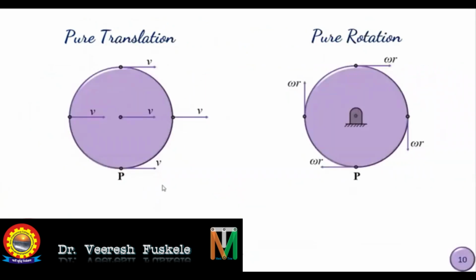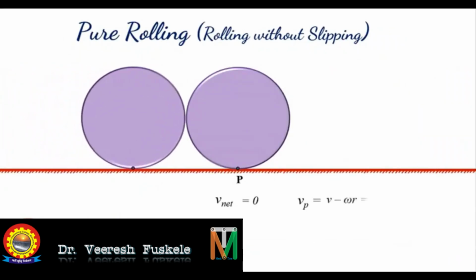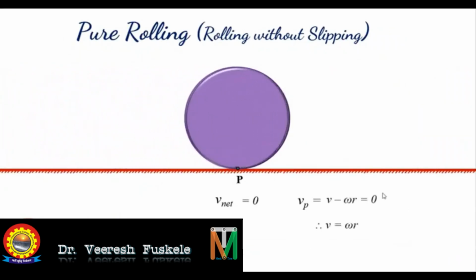Velocity at P will be V of translation and omega r of rotation. So velocity of P should be V, and since the direction of omega r is in the opposite direction, it should be V minus omega r. So velocity of P would be V minus omega r, and it will be equal to 0. So we have V is equal to omega r.